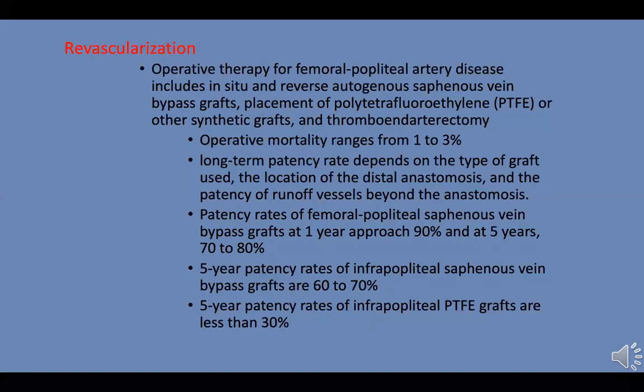Patency rates of femoropopliteal saphenous vein bypass grafts are at 1 year approaching 90% and at 5 years 70 to 80%. The 5-year patency rates of infrapopliteal saphenous vein bypass grafts are 60 to 70%. The 5-year patency rates of infrapopliteal PTFE grafts are less than 30%.